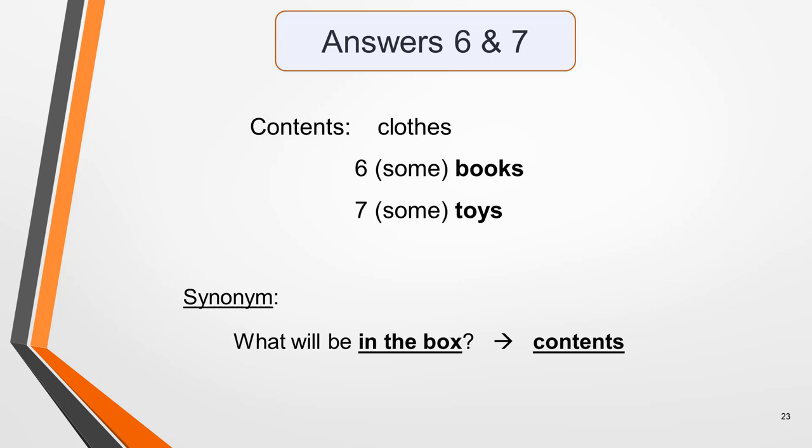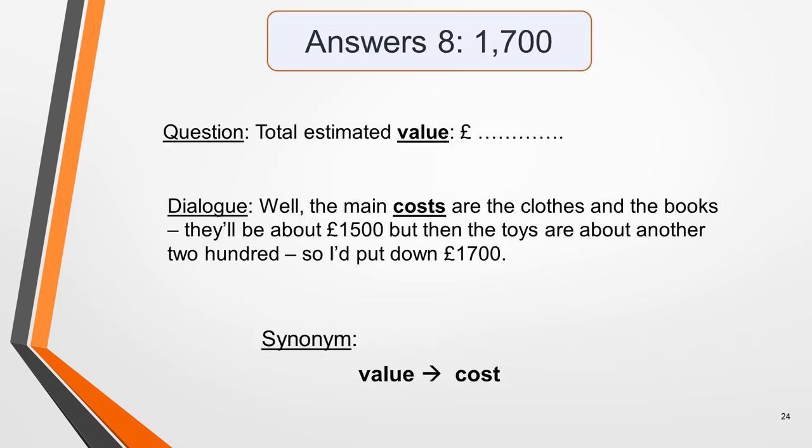Clothing is already on the form. So the two answers are books and toys. They can be written in either order. Did you spot the synonym used? The word contents appears on the form, but the agent says in the box, which means the same thing.